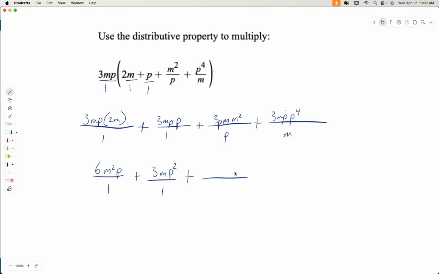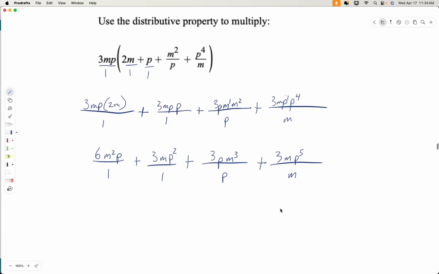And then we have 3p, m 1, 2, 3 times. So 2 plus 1 is 3. So 3p m cubed over p, plus we have 3m, we have p 1 time and 4 times. So 1 plus 4 is 5. So p to the 5 over m.